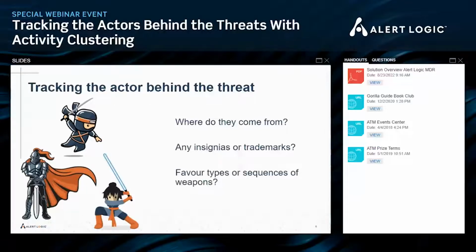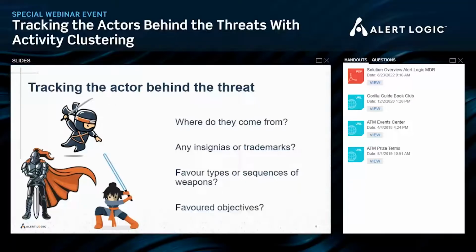Which weapons do they favor, and what sequence of them do they use? So if we look at the ninja there, they've got a sword, very similar to the knight potentially, but they might also like to use things like a shuriken, that throwing star. And so this can start to tell us where to look next, what to expect, and also understand the profile of these people, of these groups of people as well.